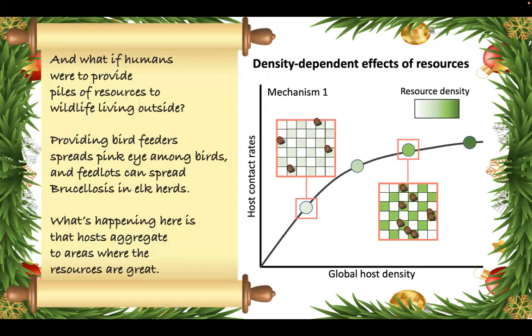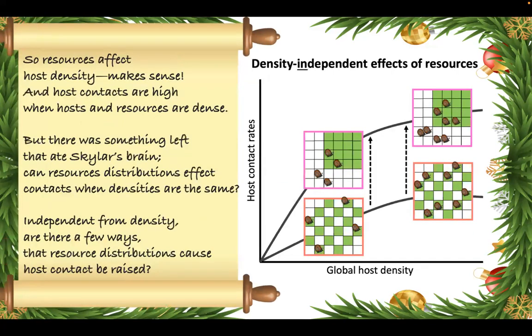And what if humans were to provide piles of resources to wildlife living outside? Providing bird feeders spreads pink eye among birds, and feedlots can spread brucellosis in elk herds. What's happening here is that hosts aggregate to areas where the resources are great. So resources affect host density, makes sense, and host contacts are high when hosts and resources are dense.